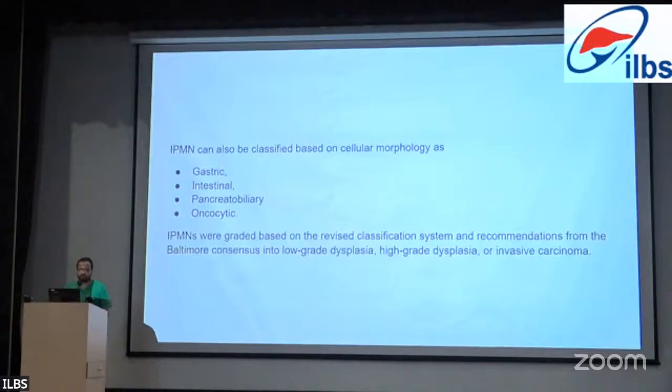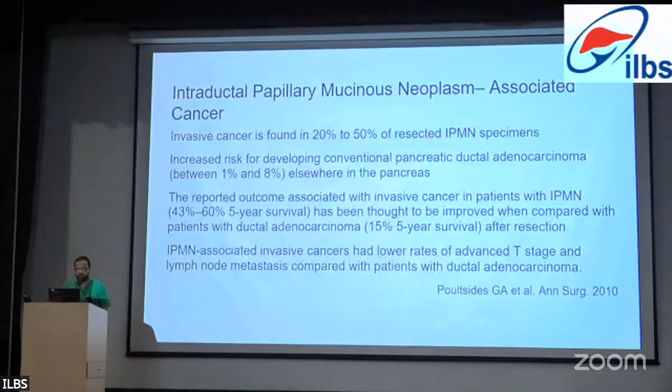Based on cellular morphology, they can also be classified into gastric, intestinal, pancreatobiliary, and oncocytic. And based on the Baltimore consensus, into low-grade, high-grade, or invasive carcinoma. So with IPMN-associated malignancies, around 20 to 50% of the resected specimens have been found to have invasive carcinoma. The main issue with IPMN is there is increased risk of development of adenocarcinoma elsewhere in the pancreas even after resection, around 1 to 8%.